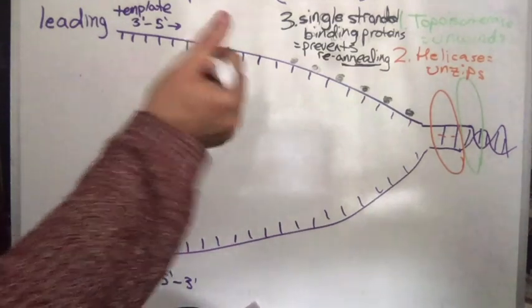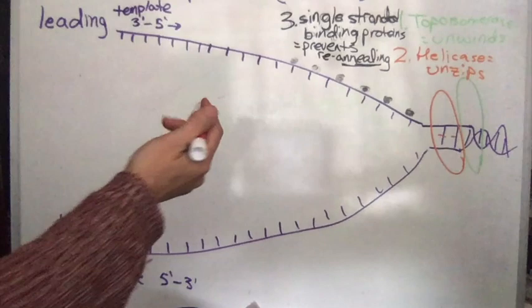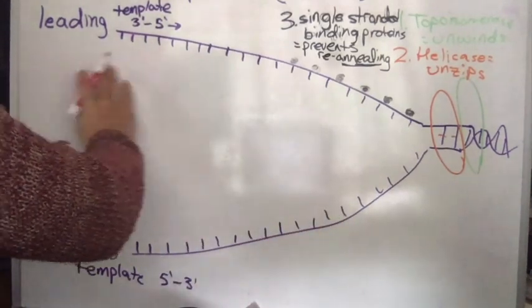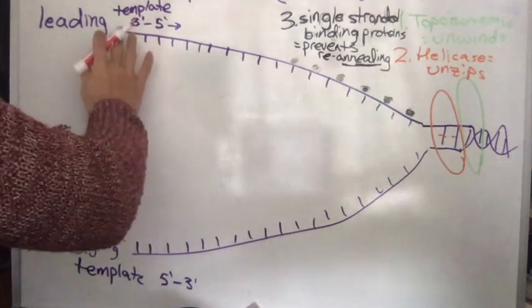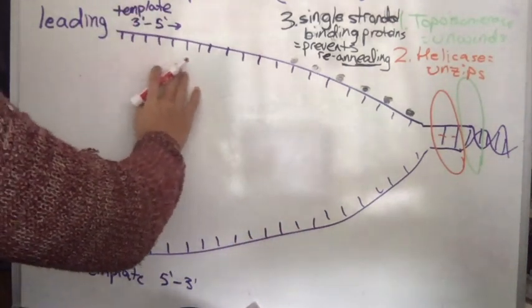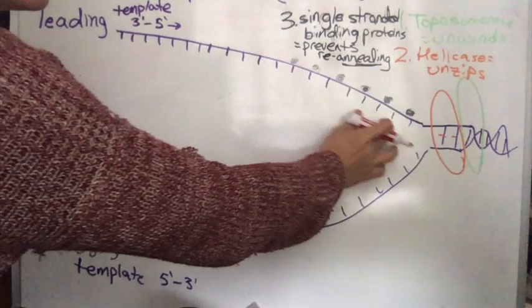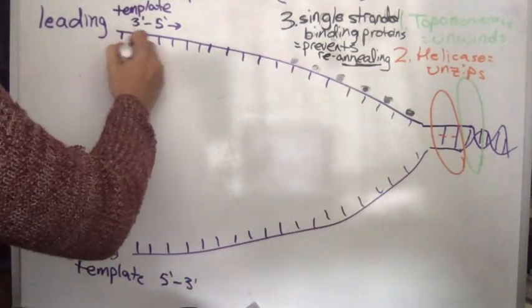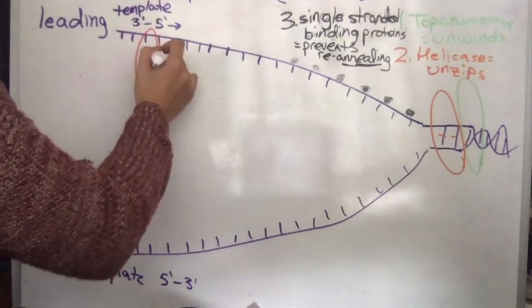Okay, so we have our steps 1, 2, and 3. Now we begin the actual process of DNA replication. For the leading strand, we call this leading because this newly replicated strand is going to be built in the direction of the replication fork. So here's our steps. This is step number 4.